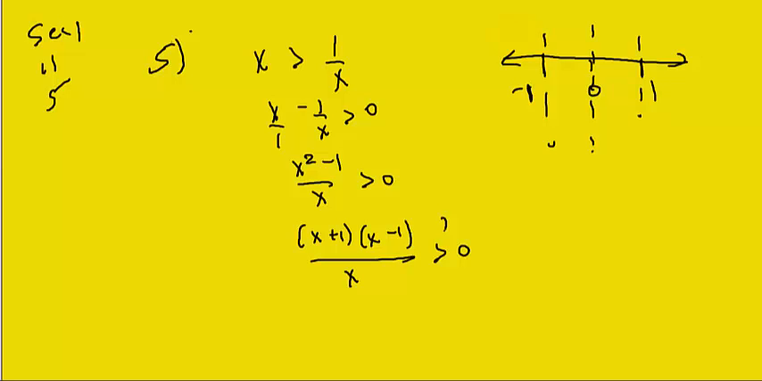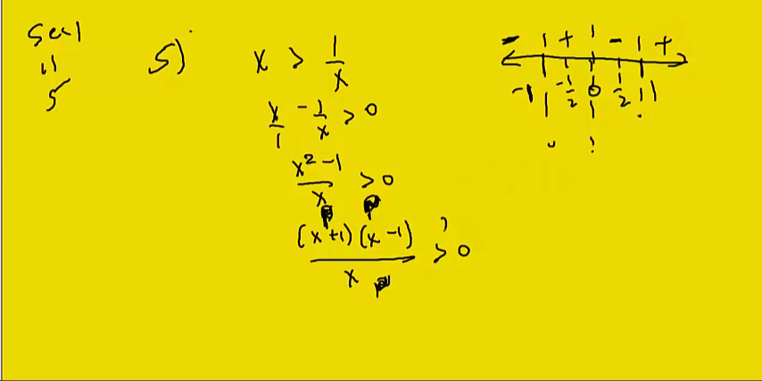Pick a big negative number, like negative a billion. That makes negative, negative, and negative, which is negative. Pick -1/2. This makes positive, negative, negative, two negatives, so it's positive. Pick +1/2. This is positive, this is still negative, and this is positive, so one negative makes it negative. Big positive number, like a billion: everything turns positive, so it's positive.